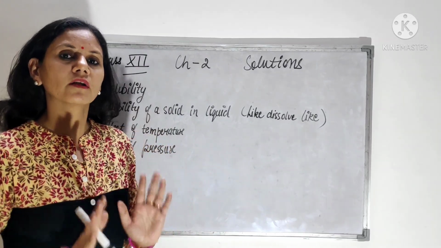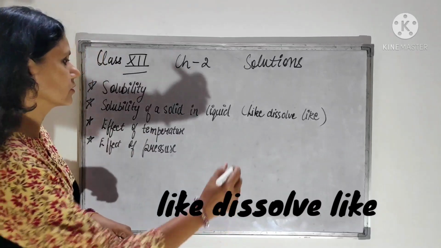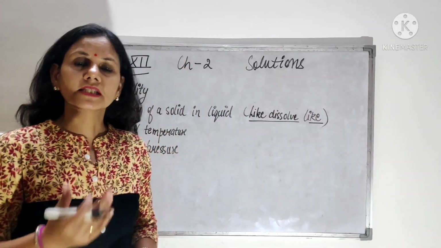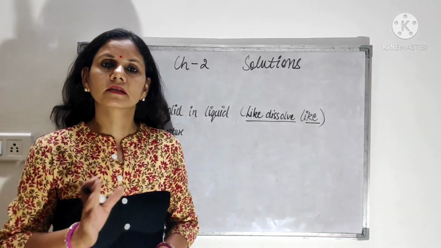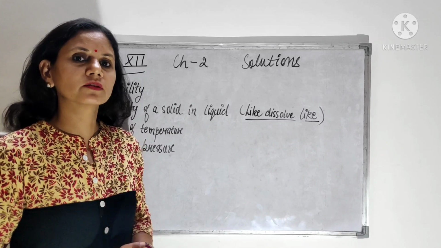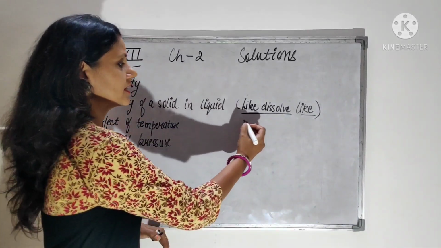For that, one law is followed, that is like dissolves like, as we have discussed earlier also. Like means the same type of substance can dissolve in the same type of solvent. Such as, a polar solute can dissolve in polar solvents. Polar means which has polarity.